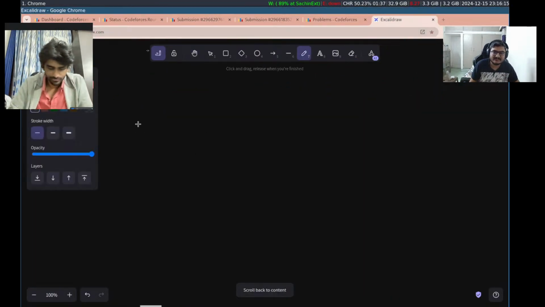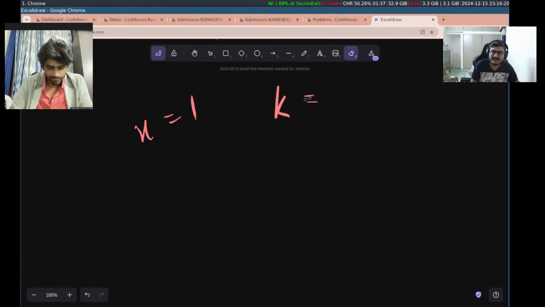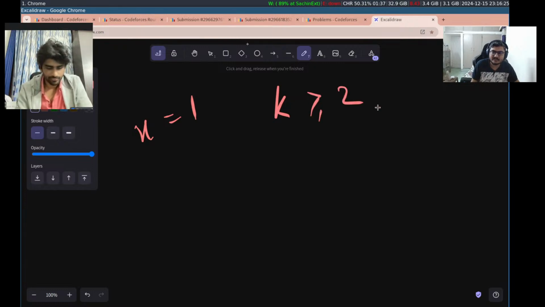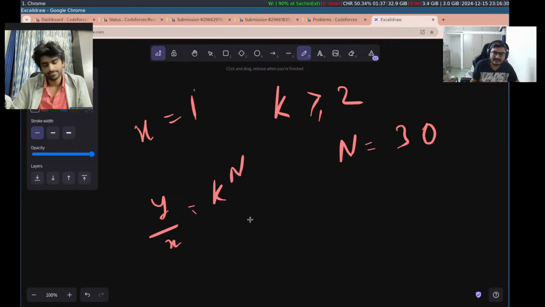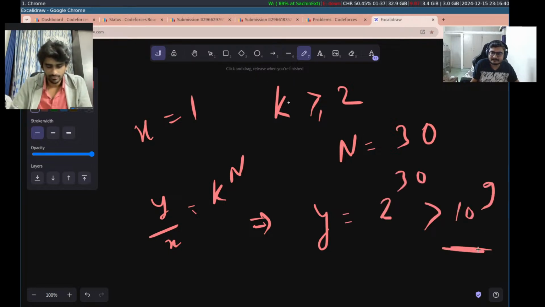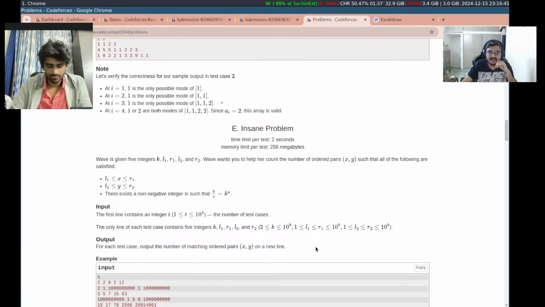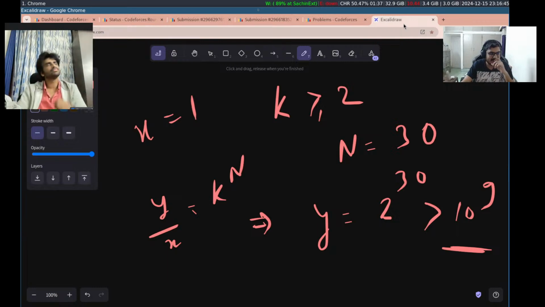For example, let's say we have x equal to 1, and k is always greater than or equal to 2. And let's say we take n equal to 30. Then y by x equal to k to the power n implies y equal to 2 to the power 30, which is more than 10 to the power 9. Because R2 is less than 10 to the power 9, this gives us only 30 different choices for n over here. We cannot have more powers here.